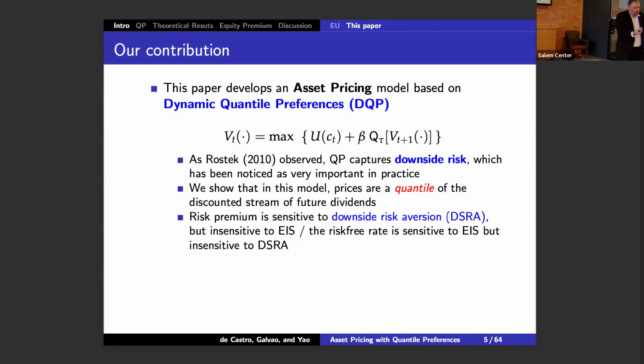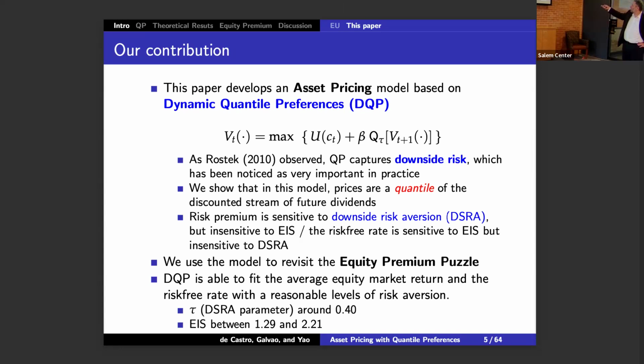And if you don't know these quantiles, I'll explain this in a moment. But just to tell what this paper does, this is a model that we published before in 2019 in Econometrica. And what we did now was to include this in an asset price model, develop the asset price model, and look at what this model tells about the equity premium puzzle, okay?